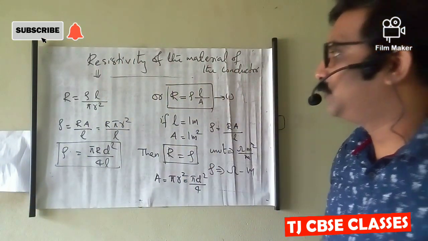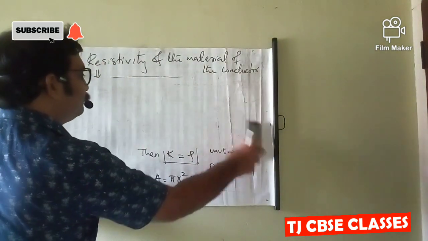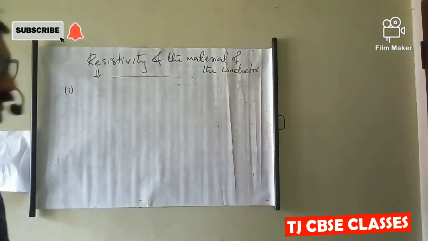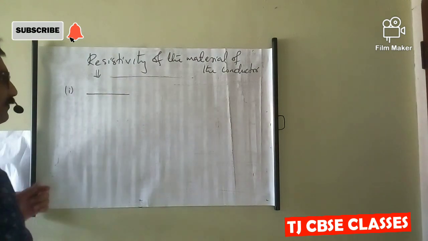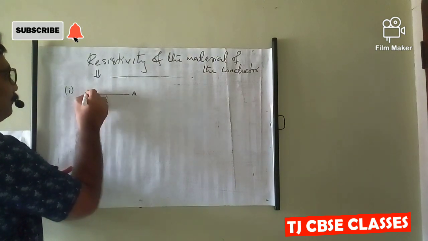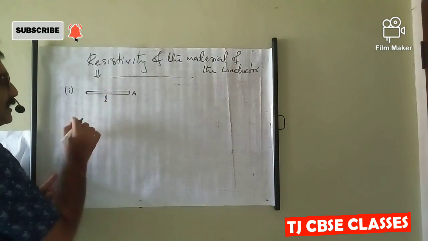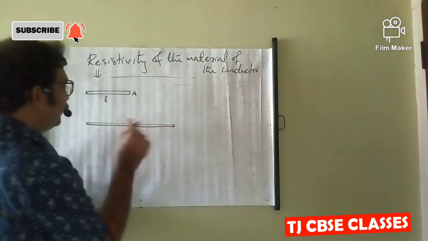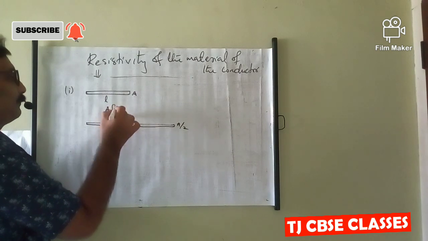Then two important problems are there. The first problem: if the resistance of the wire, having the length L and area of cross section A, is stretched to twice its length, what happens after stretching? The area will be half.